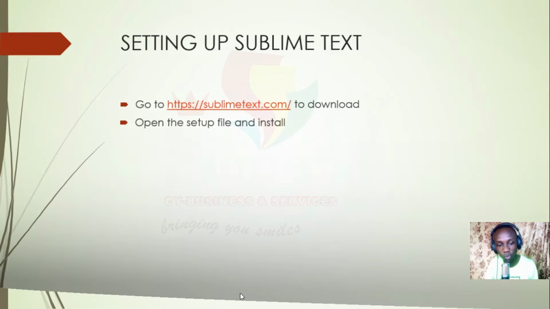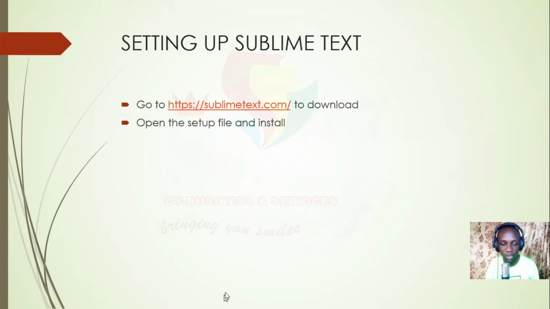For those of you who are willing to go for Sublime Text, you can also hit their website, that is sublimetext.com, to download it. Or better still, like I said before, you just go to google.com and search download Sublime Text and it will come, because it is widely used, it is there.